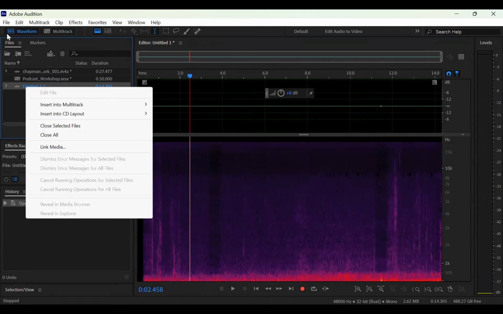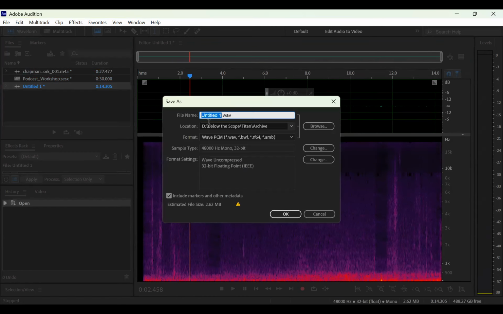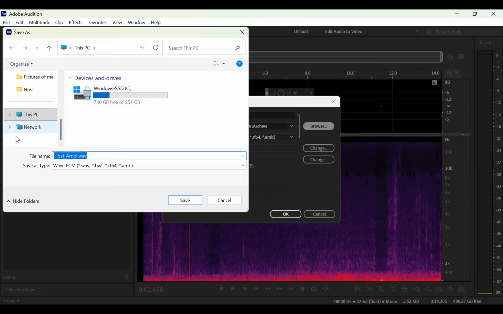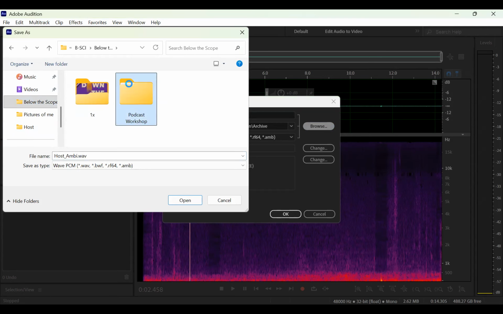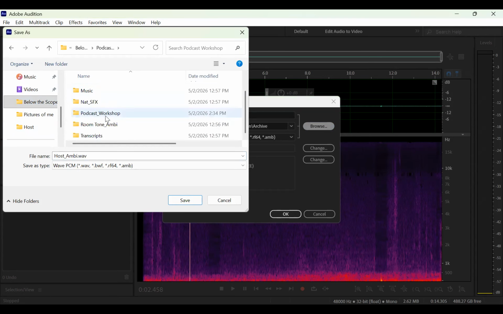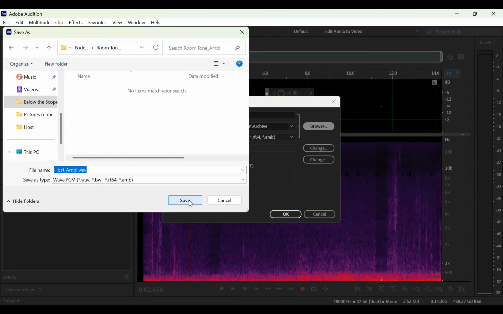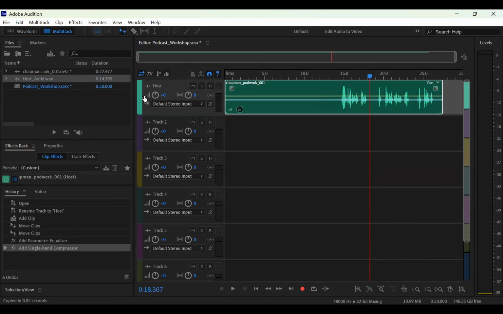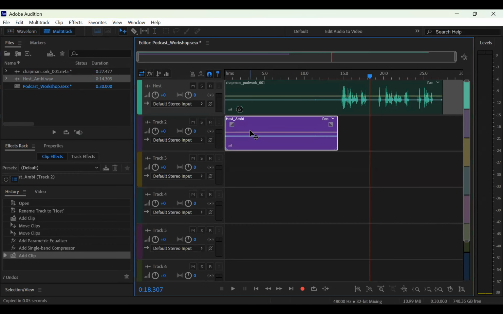And I'm going to save it as host Ambi, and go to browse and go back to the master folder for this podcast episode, essentially. Below the Scope, that's the podcast workshop. And then we have a room tone and Ambi folder. I'm gonna put that in there, and I'm gonna save that. Okay. And then I'm gonna go to this new track and put it under that.